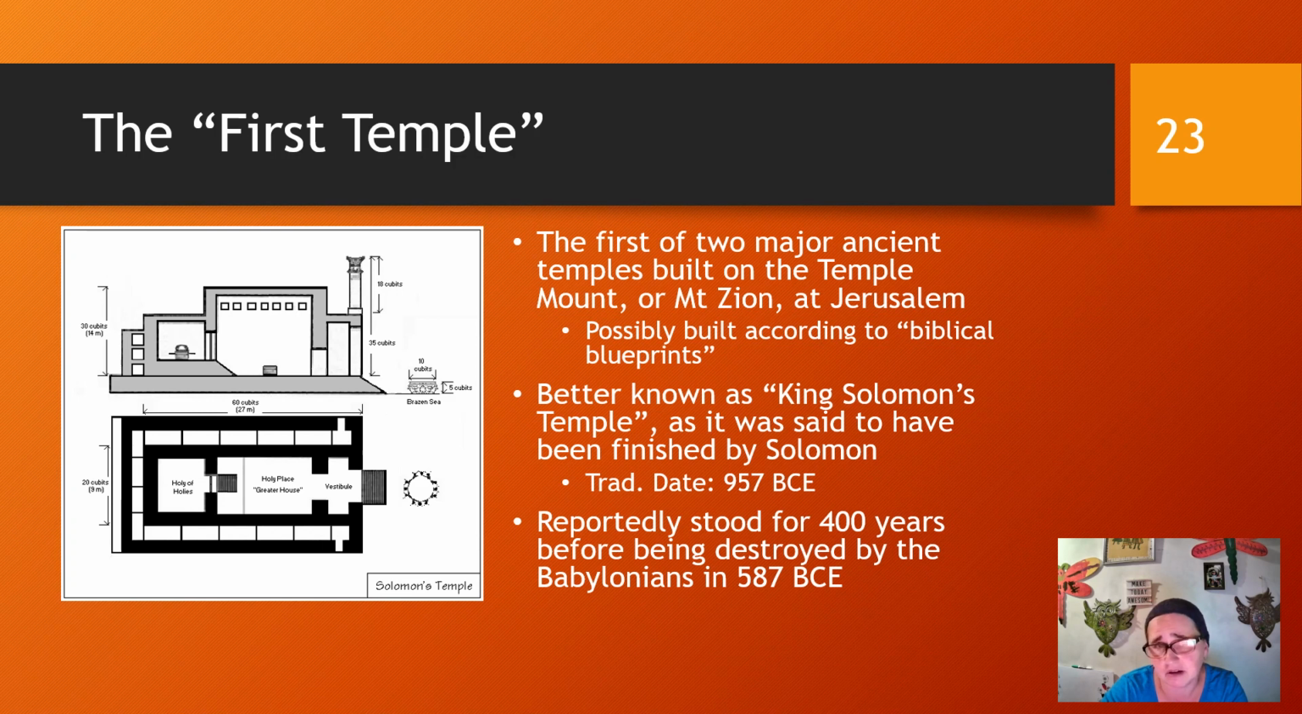From what we gather, we're looking at 180 feet long, 90 feet wide, 50 feet high. Very lavish and impressive building. Established around 957, give or take. Could be a little bit earlier, could be a little later.